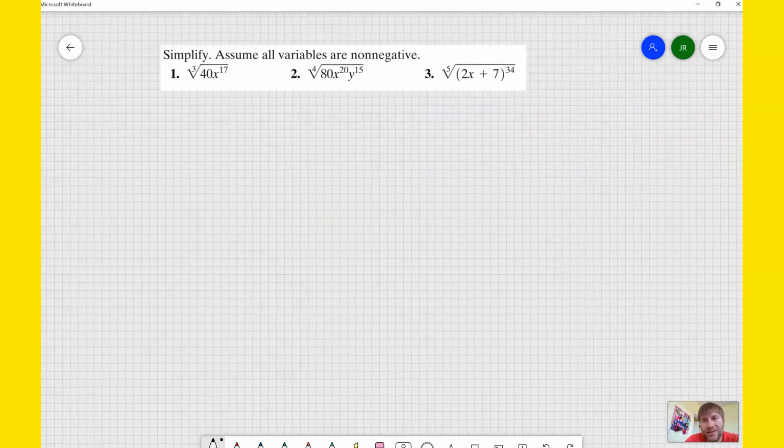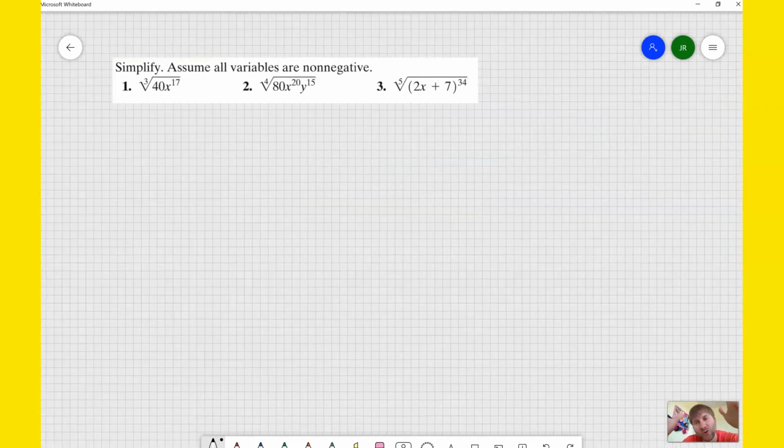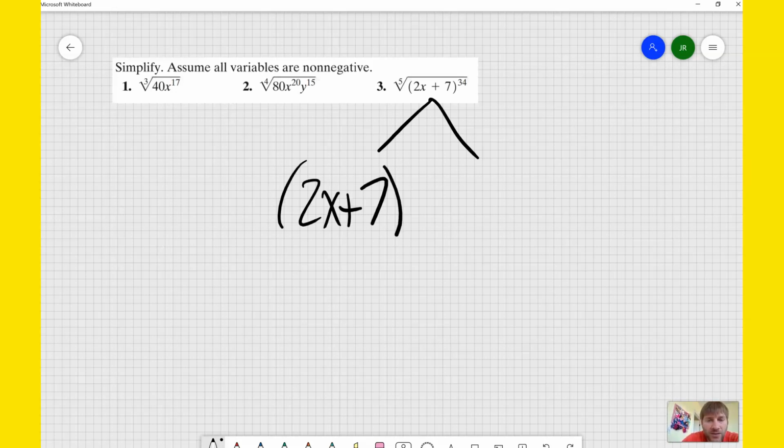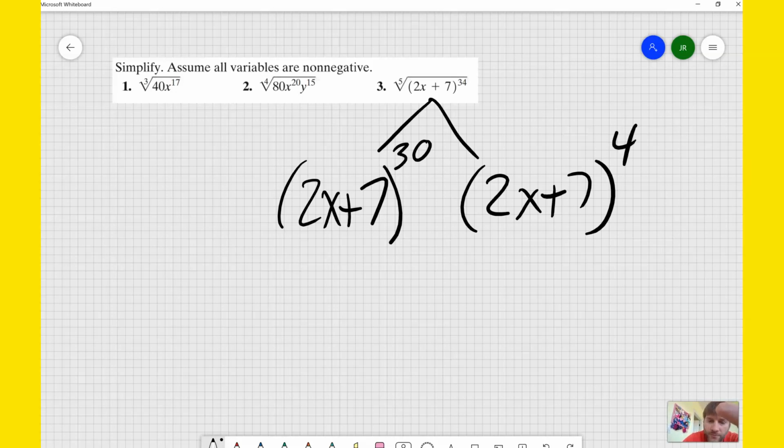Okay, on number 3, again, the 2x plus 7, because it's grouped together in parentheses, think of that as one thing. So the 2x plus 7 to the 34th is one thing. So I'm going to break, the 5 won't go into 34, so I'm going to break it down to 2x plus 7 to the, what's the nearest thing to 34 that 5 will go into? It would be 30. And then what's left over, 2x plus 7 to the what would be needed to make the 34th power? It would be to the 4th.